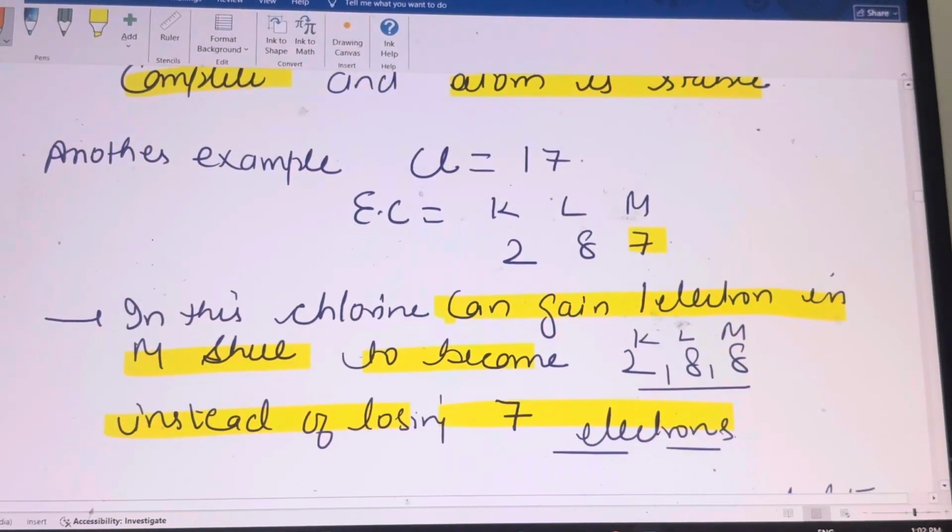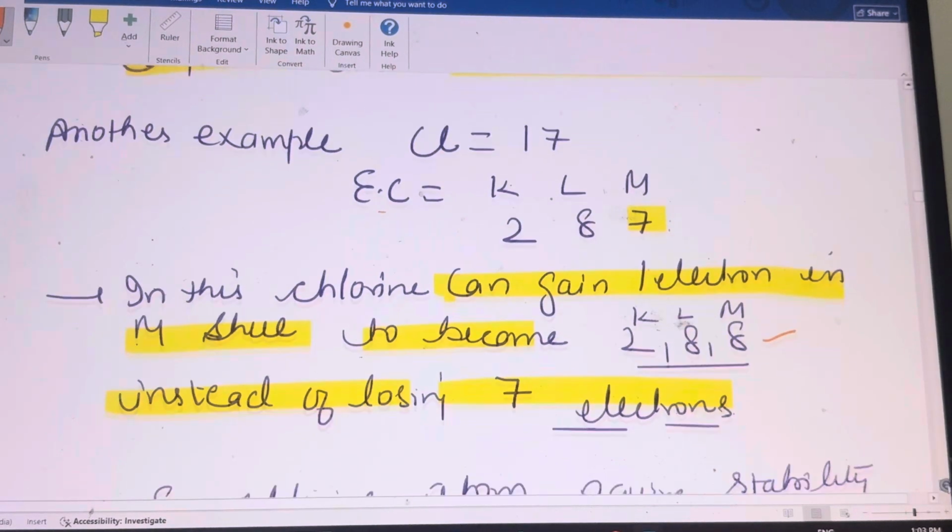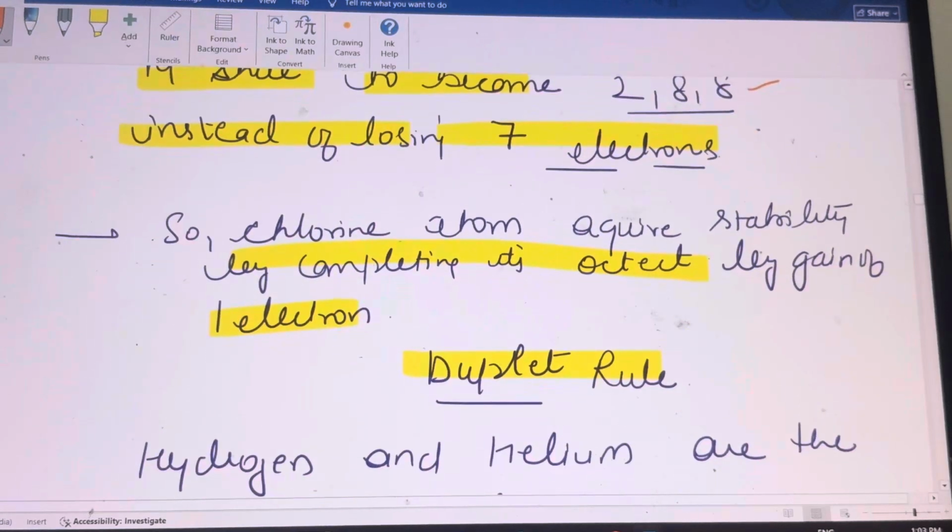Another example I can say is chlorine. Chlorine's atomic number is 17, the number of protons and electrons is 17, and the electronic configuration of chlorine is 287. So students, chlorine can gain 1 electron instead of losing 7 electrons to complete its octet. Chlorine can gain 1 electron in the M shell, then its electronic configuration is 288; it cannot lose 7 electrons. So the chlorine atom acquires stability by completing its octet by gaining 1 electron.